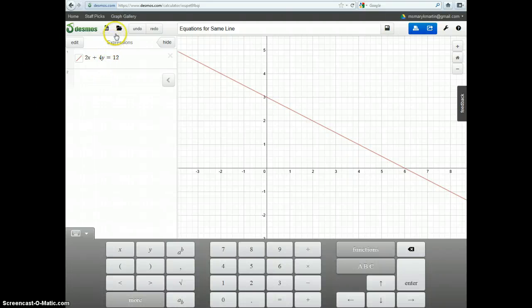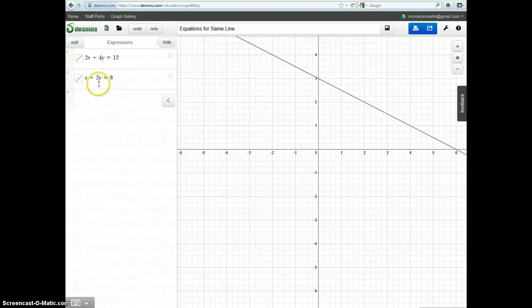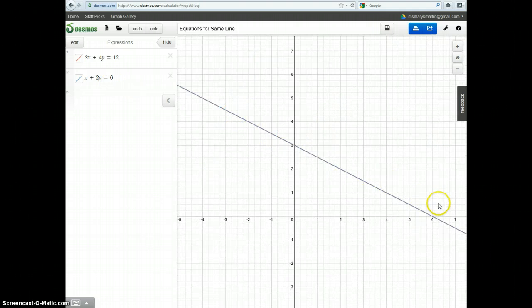Let's say we want to graph a second line. Going back to my saved graphs, you'll see here I have two lines now. I have the line 2x plus 4y equals 12 and the line x plus 2y equals 6. But when I look at my graph, there appears to be only one line. Let's look at what's going on here.